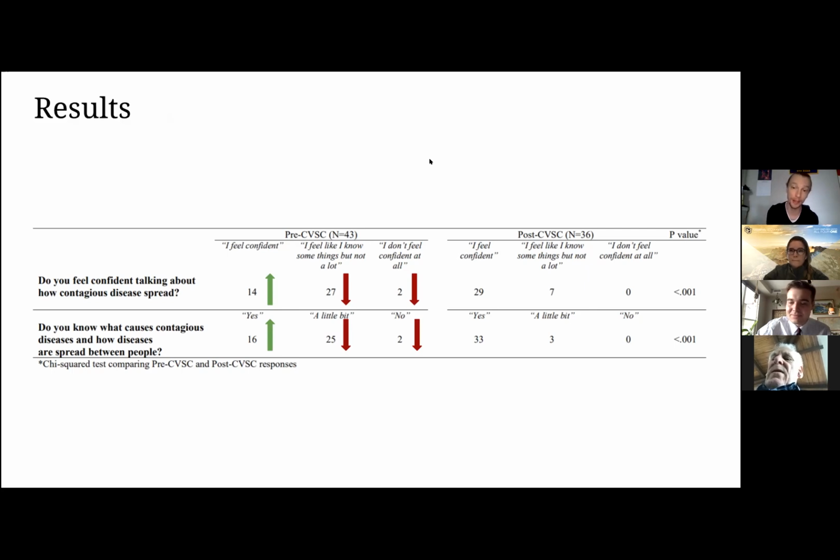But as far as the methodology goes, we delivered the material and we administered the survey before the camp and after the camp. And we asked them a bunch of questions, but we're just going to talk about their knowledge, their confidence about talking about COVID, and if they felt like they could understand the topics pertinent to it. So regarding this, we saw an increase.